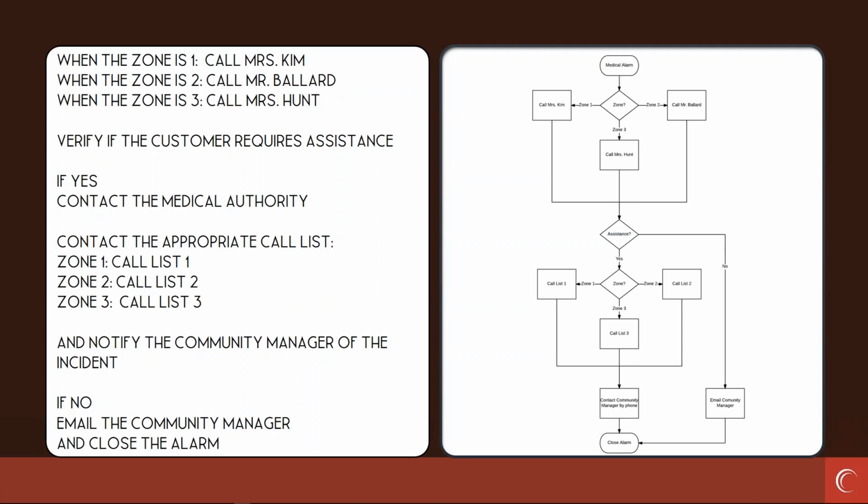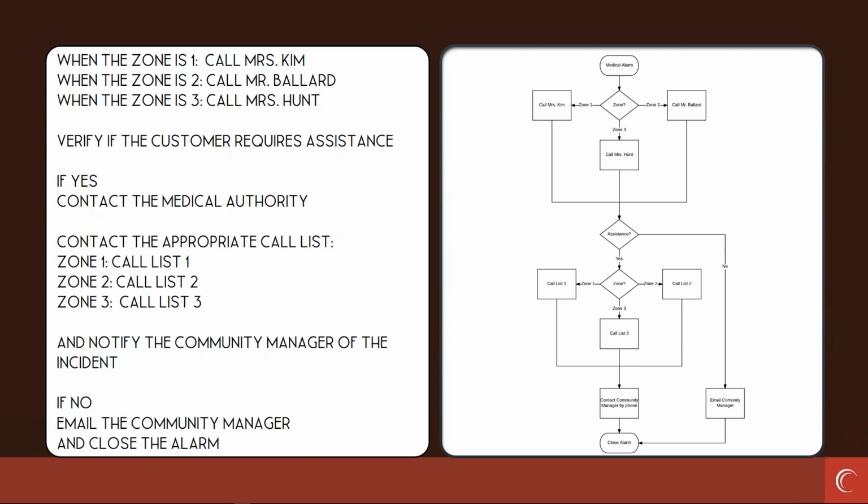Zone 1, call list 1. Zone 2, call list 2. Zone 3, call list 3. And then we notify the community manager of that incident. If it's no, we email the community manager and close the alarm. So that's pretty much how we step through that entire process.